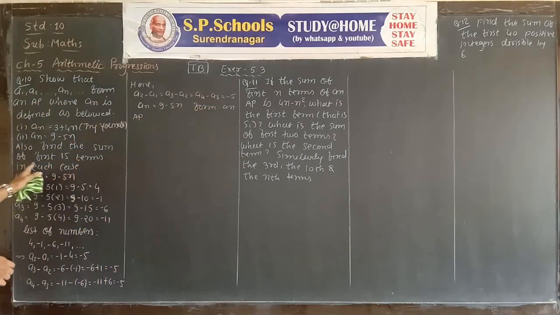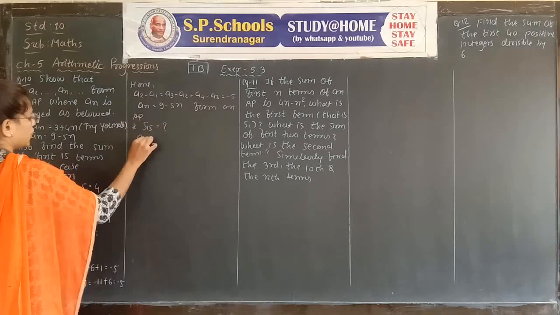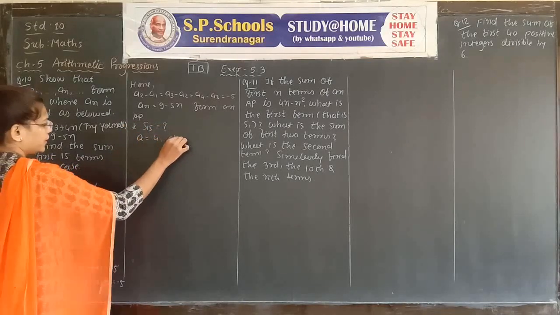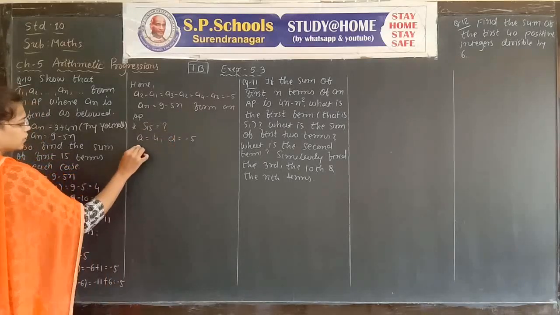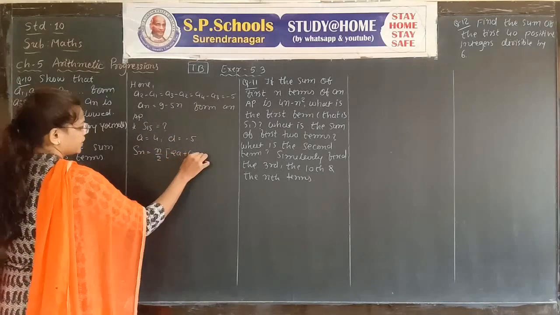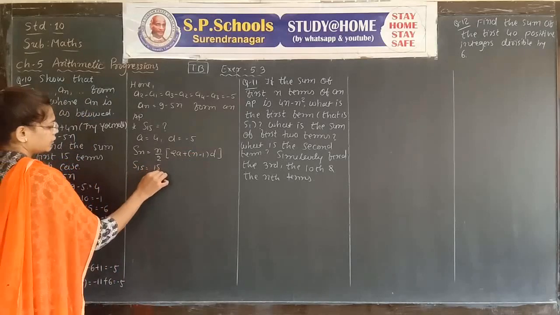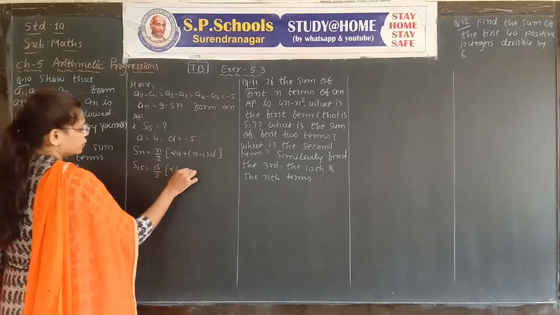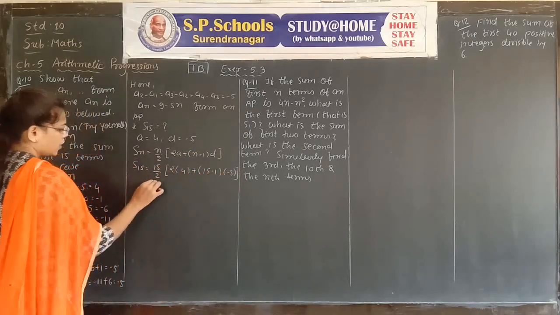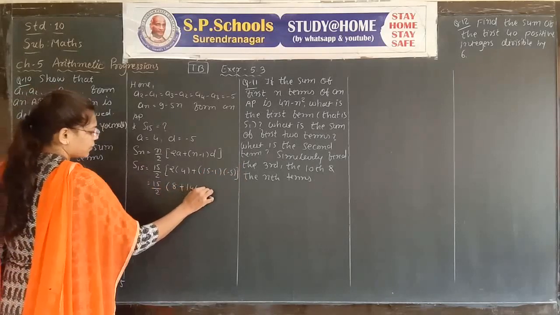Now we are going to find the sum of first 15 terms. S15 is equal to question mark. For that, the first term a is equal to 4. The common difference d is equal to minus 5. Sn is equal to n upon 2 into bracket 2a plus n minus 1 into d. Instead of n, 15 upon 2, 2a is 4 plus 15 minus 1 and d is equal to minus 5. 15 upon 2 as it is, 2 fours are 8 plus 14 into minus 5.